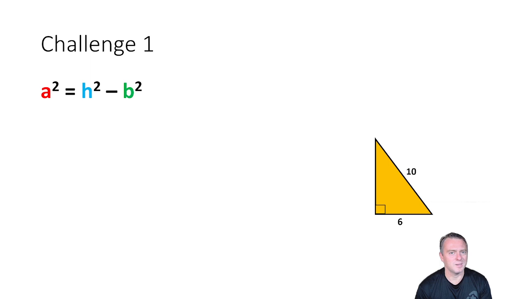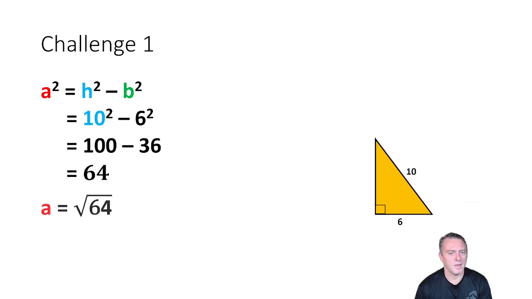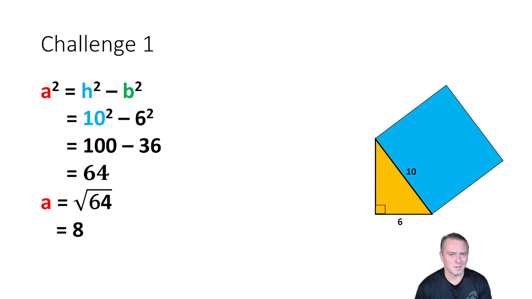Awesome. So what you should find, we write the rule first. So A squared equals H squared minus B squared. Fill in the gaps. So we've got 10 squared minus 6 squared. 100 minus 36, we get 64. And then we do the square root of 64 to find just the side, and we get 8, which hopefully you've picked up as a Pythagorean triplet again.